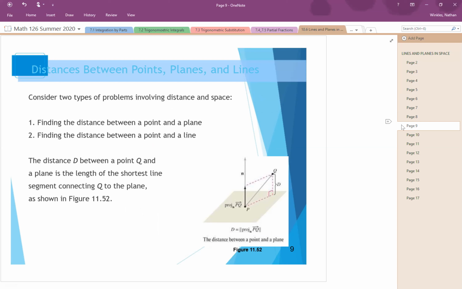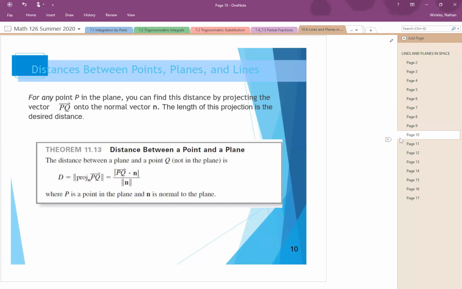The distance d between a point Q and a plane is the length of the shortest line segment connecting Q to the plane, as shown in this figure. That's really what we're looking at here. So the distance d between a point Q and the plane is simply the shortest line segment connecting Q to the plane. We're trying to find shortest distances.